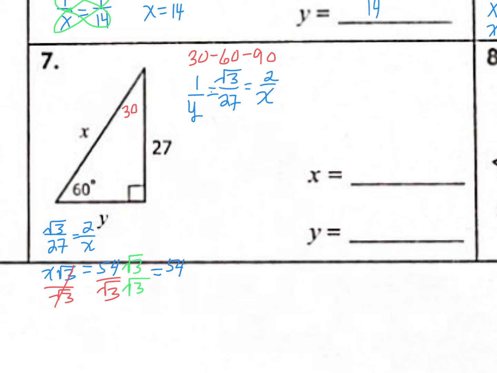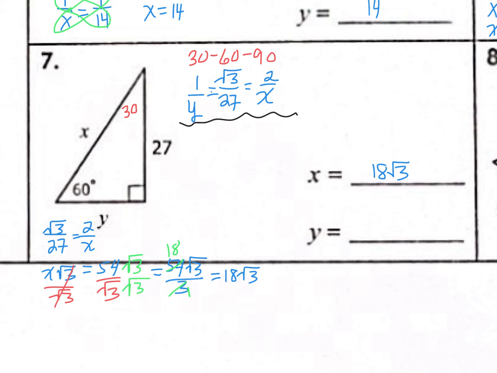54 times the square root of 3 over 3, and then 3 cancels into 54. So 3 divides into 54 18 times. So x ends up being 18 square root of 3. So make sure you're rationalizing those denominators. And then we are going to do it again.